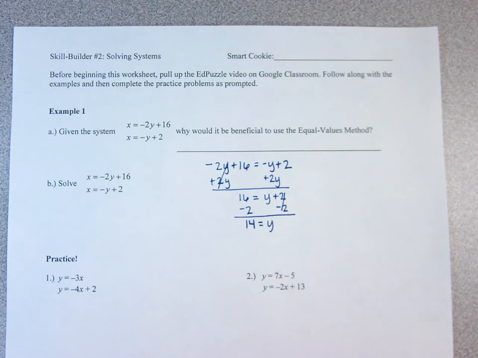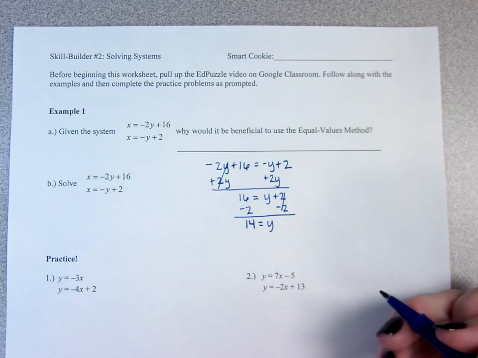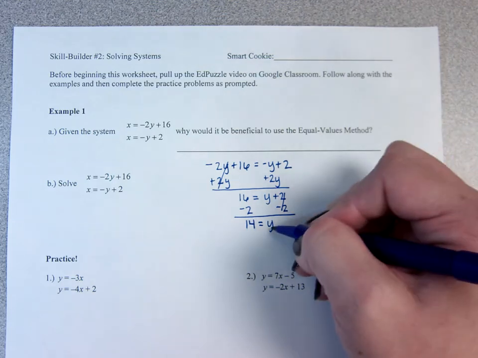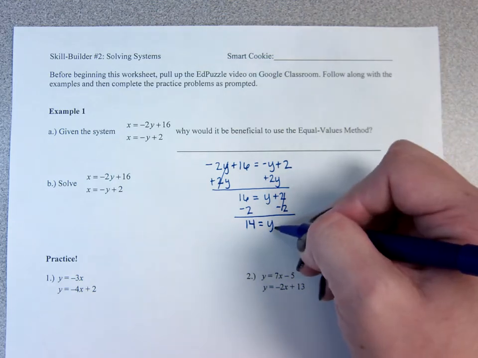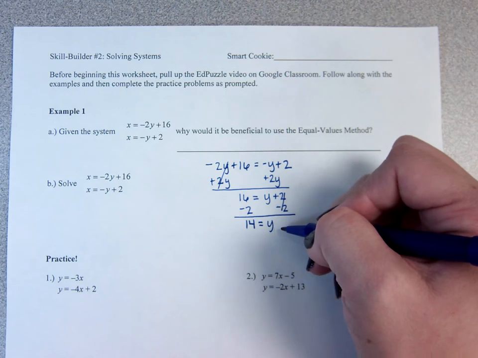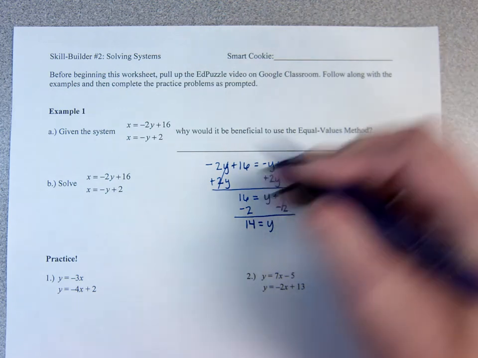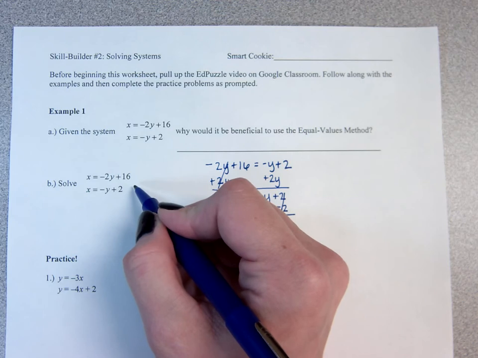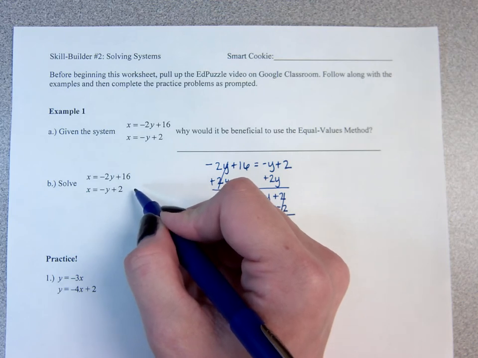Okay, so we're not done yet. When we're solving a system of equations, we want to make sure that we solve for both the x and the y value. We have the y value here. Now we need to solve for the x value. To do that, all we're doing is plugging it in to either one of these equations. Either one will work. You should get the same answer with both.